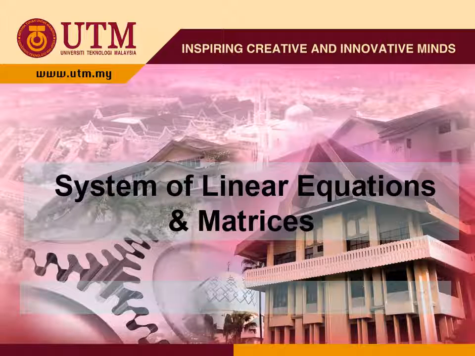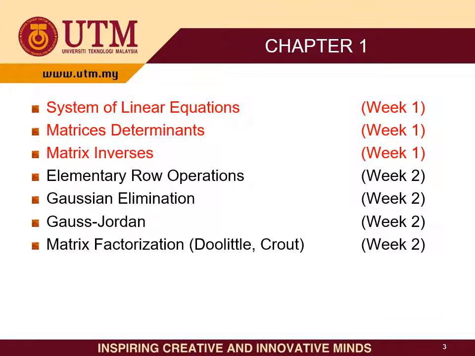So, for today, we will start with chapter 1, which is System of Linear Equations and Matrices. As you see in chapter 1, we have 3, 6, 7 things that we need to cover. I have divided it in two for week 1 and week 2. For week 1, we will have system of linear equations, matrices, determinants, and matrix inverses. And next week, we will go into elementary row operations, Gaussian elimination, Gauss-Jordan, and also matrix factorization, Doolittle and Crout.